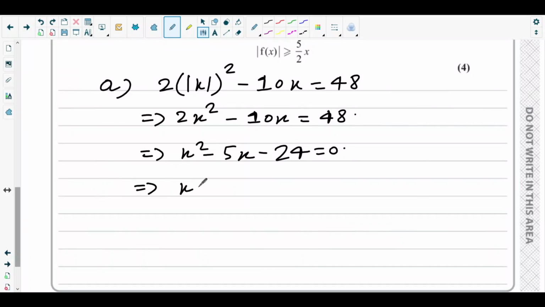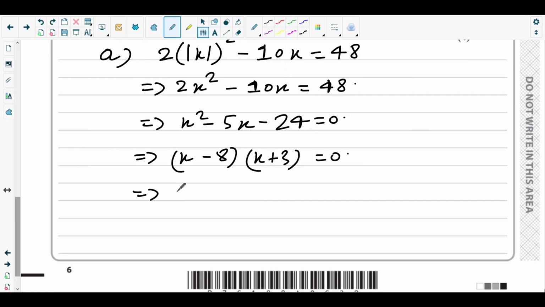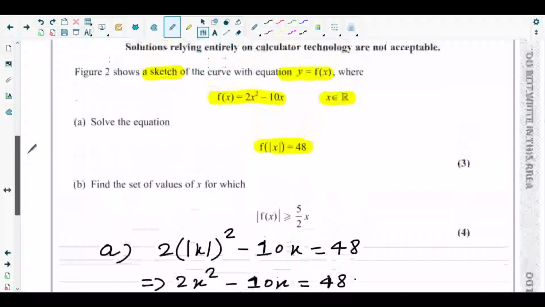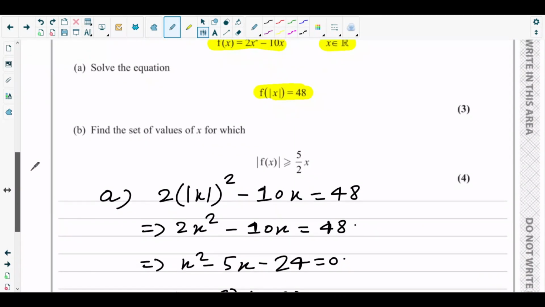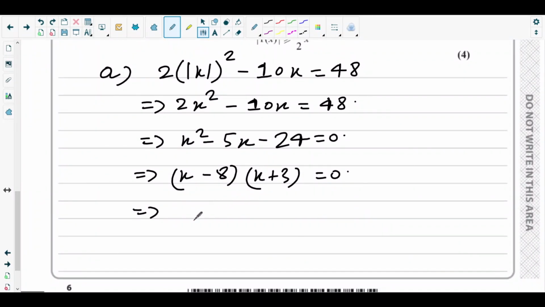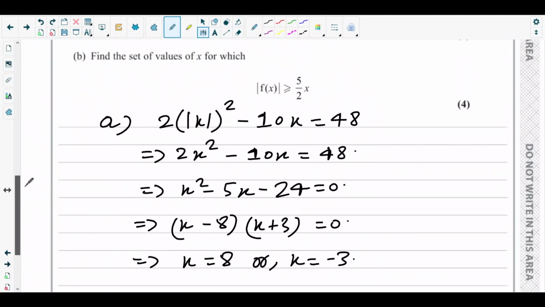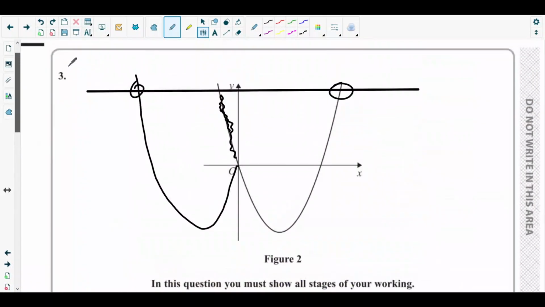So 3 times 8 is 24, right? So x minus 8 times x plus 3 equals 0. So you'll get either x equals 8 or x equals negative 3. We got one value, positive 8, and the other one is negative 3. So which one would be the answer?